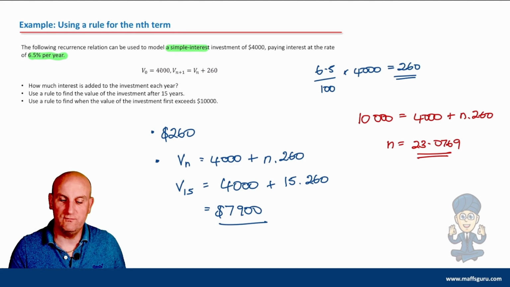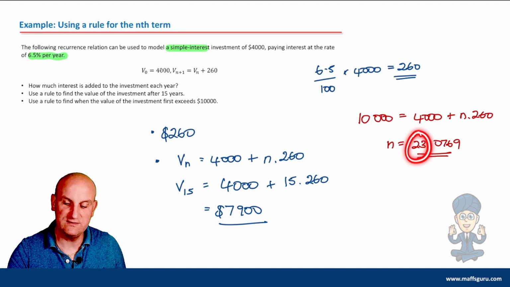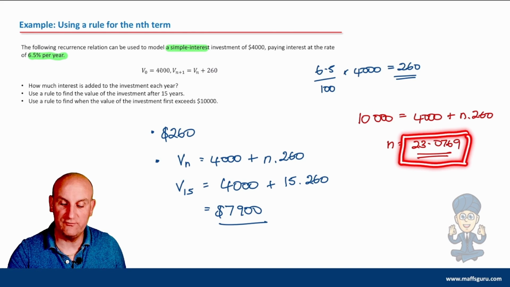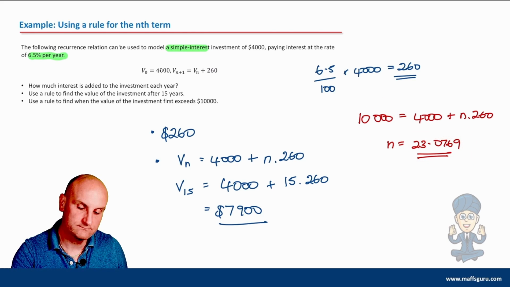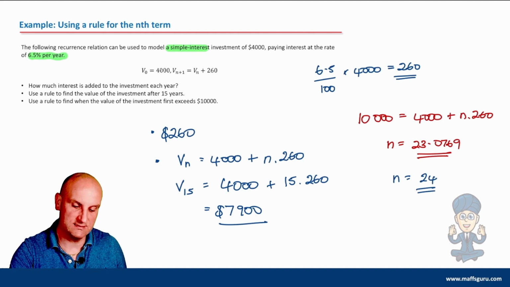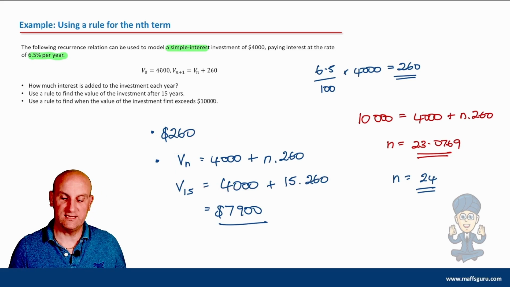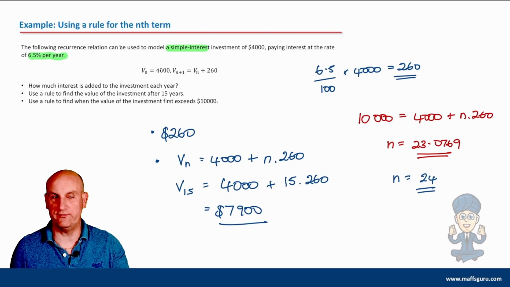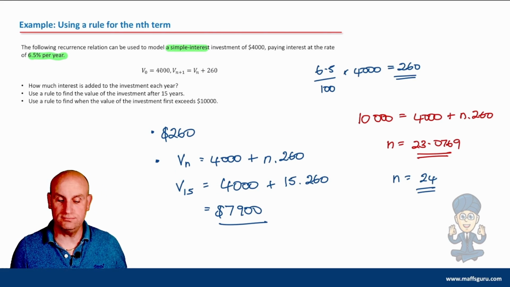So I can't write 23, because if I write 23, it's going to be less than 10,000. I actually have to write the next value bigger. And so in that situation, it would be after 24 years, because if I put 24 years into this equation here, then I will actually get out 10,000 and some sort of number. Okay, a lot to learn.